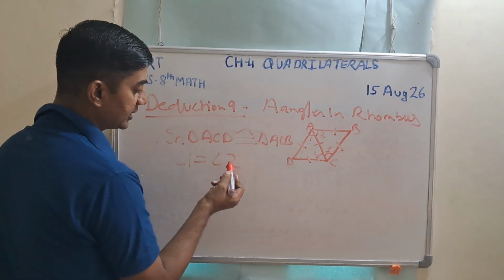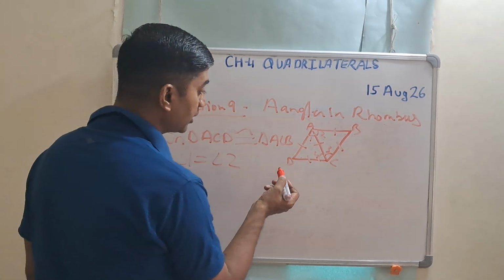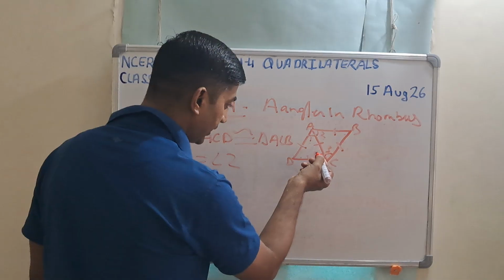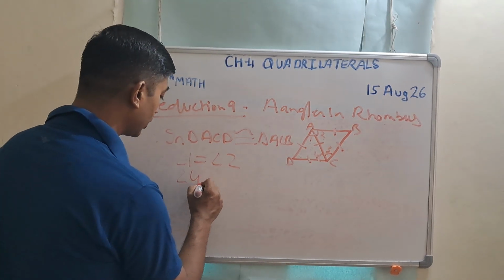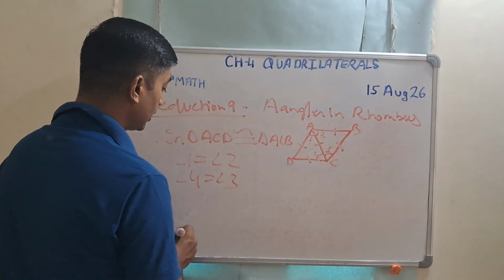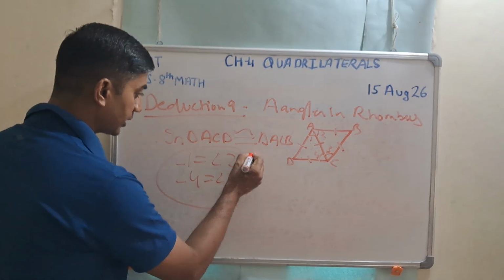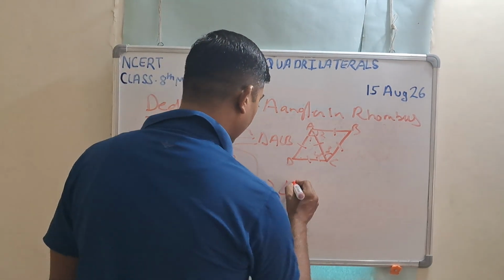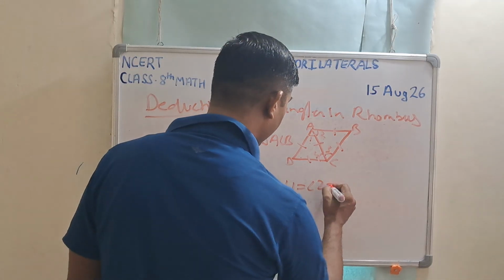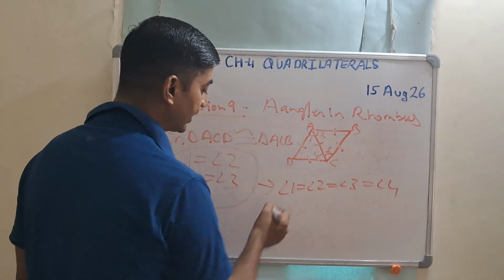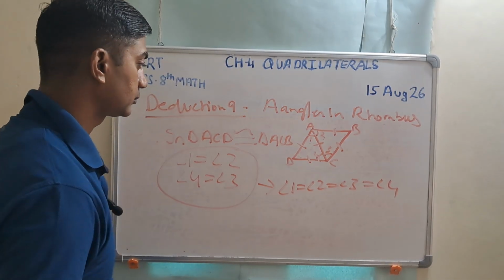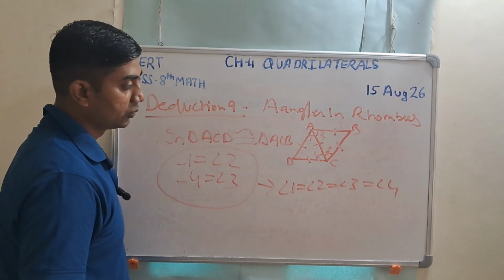we take both triangles, and when we take the CPCT, corresponding parts of congruent triangles, and in the same way we can prove that angle 4 is equal to angle 3, and the conclusion is that angle 1 is equal to angle 2 is equal to angle 3 is equal to angle 4. Understood? So all these angles are equal. This is what we have concluded.